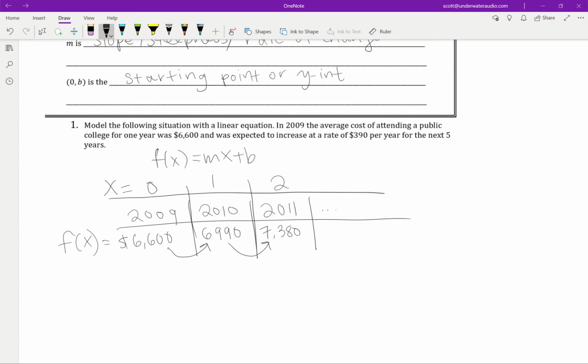So I'm using this format mx plus b. I already know the initial value is 6,600. And then if you remember, m is the slope or the steepness or the rate of change. And we were told that the rate is 390. So I'll just plug that in. F of x equals 390x plus 6,600.